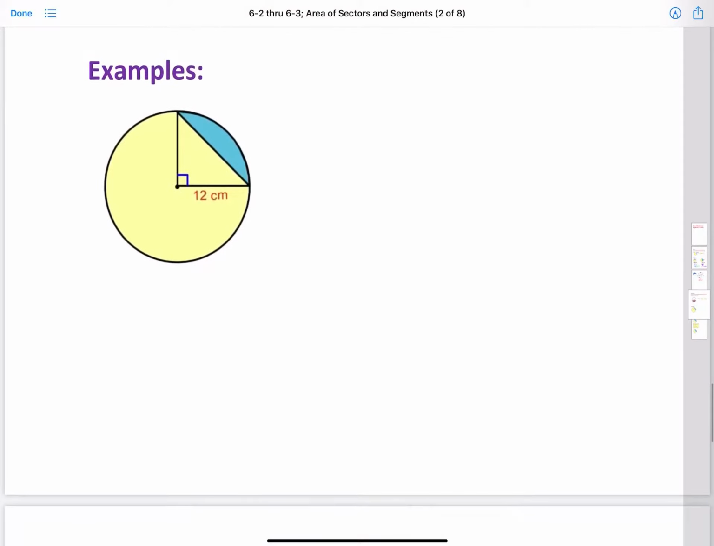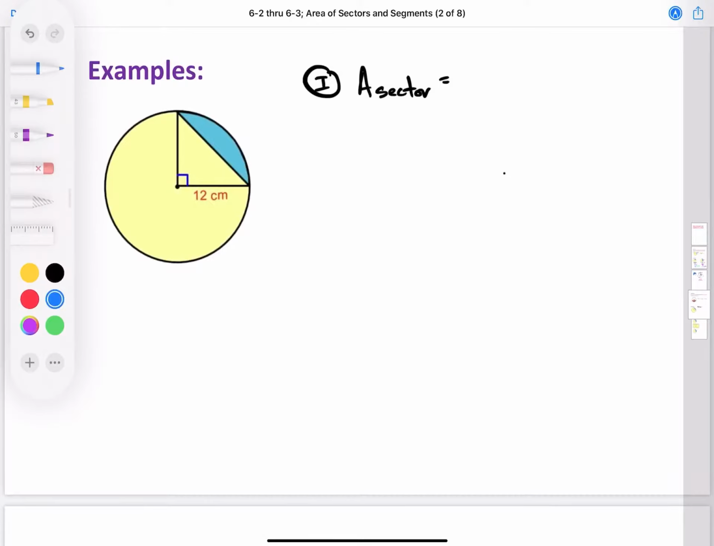Here we have a nice simple one because we do have the angle measurement, and we also have the radius of 12 centimeters, and this one works out nicely, and I'll show you why. The first step, we have a couple of steps here. We want to find the area of our sector, and we already know how to do that. We're going to take our angle measurement, which is 90 degrees.